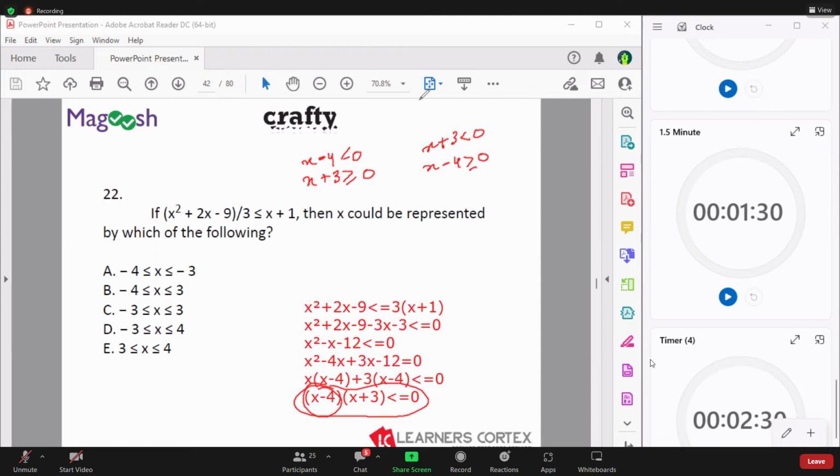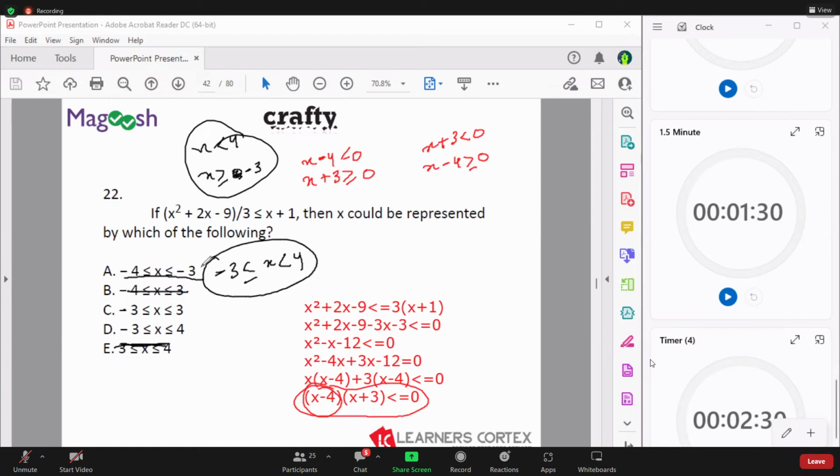Okay. So if x minus 4 is less than 0, then we can write x is less than 4. And here we can write x is greater than or equal to minus 3. So this can be arranged as minus 3 is less than or equal to x is less than 4. Now this cannot be the answer, this cannot be the answer, and this cannot be the answer.